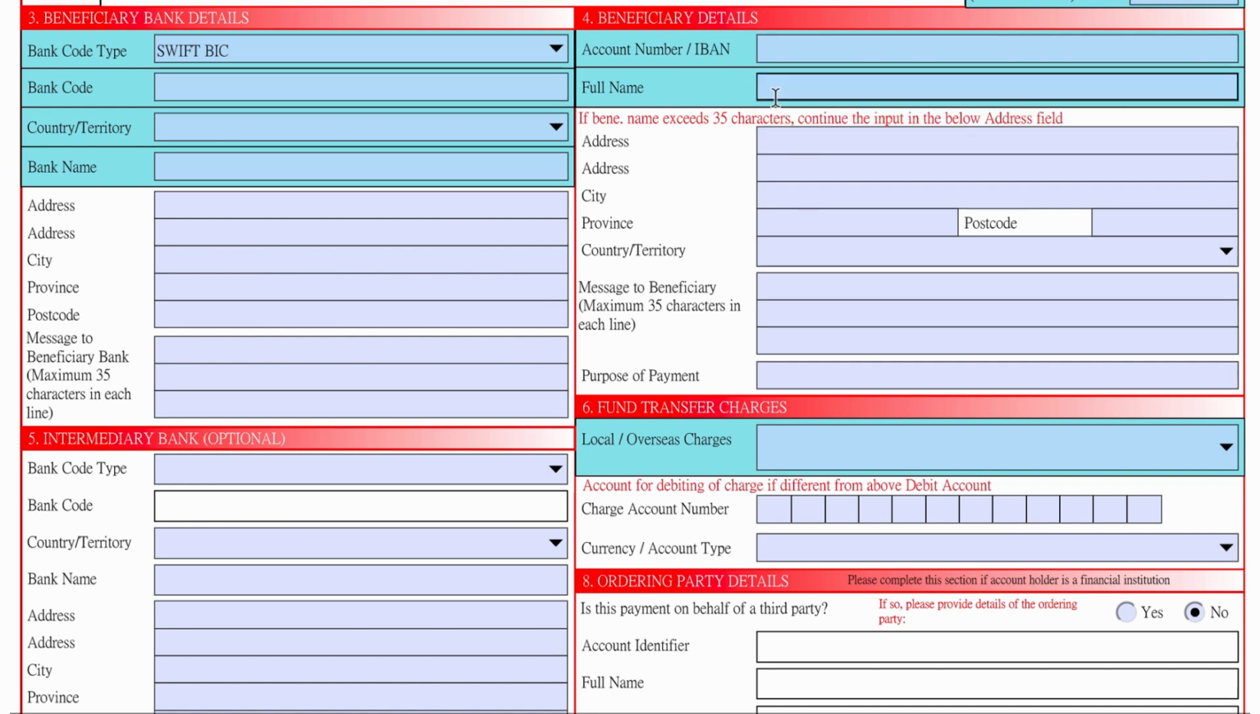This is also about the beneficiary, meaning the company you are paying, but it's about their own company's account number. Okay, so their account number in their company, the full name of their company, if it's a company you're paying, and then their other information. Message to beneficiary typically would be their invoice number, or maybe your purchase order number, something like this. Purpose of payment, you might simply write purchase of goods. Okay.